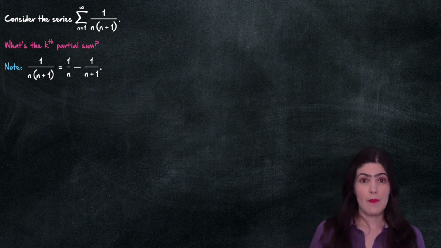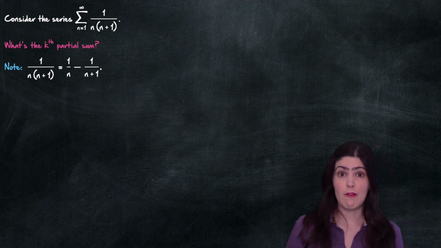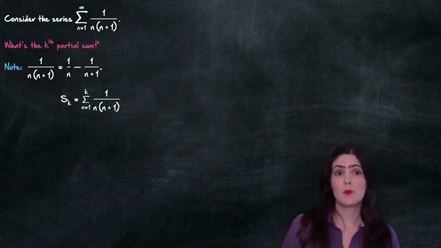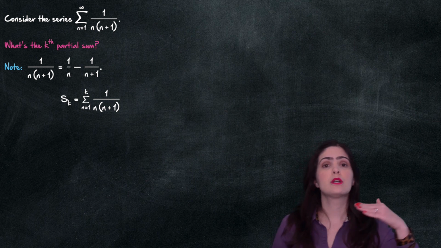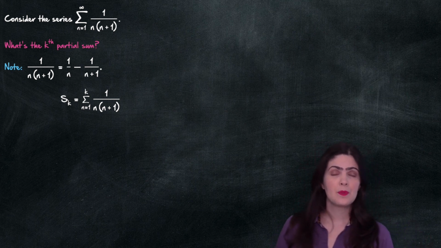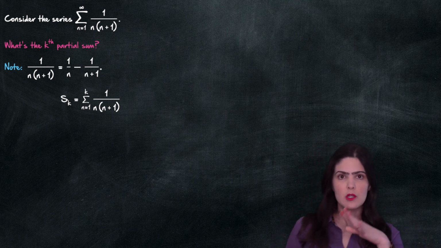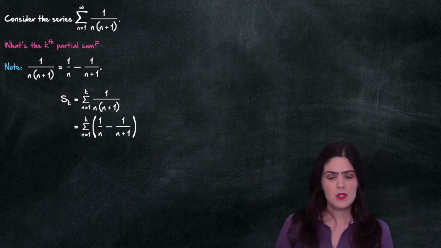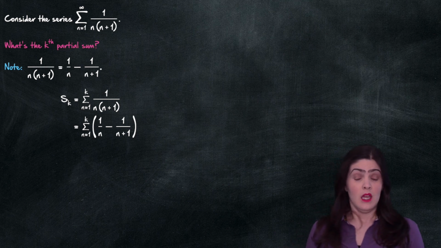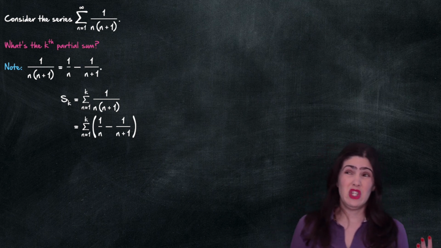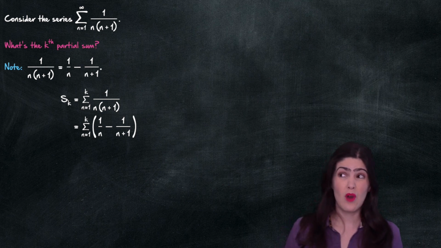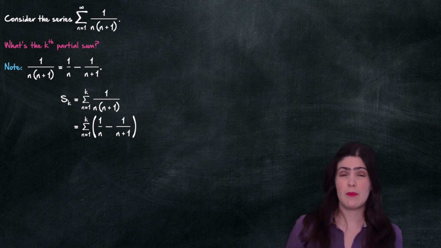Well, remember, the kth partial sum is just the sum of the first k terms of my series. So s_k is the sum from n equals 1 to k of 1 over n times n plus 1. And now I'm going to replace this term by the new shape that I found for the terms. It looks a bit scary and I don't know what to do. So whenever you feel like that, the best thing that you can do is try to write it down. Write the terms down and see what happens.